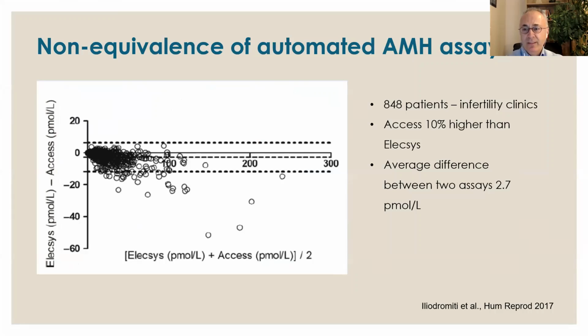And in fact, this recent study, including 848 patients recruited from an infertility clinic, comparing two platform assays, showed that there is more than 10% difference in measurement, and it is around 2.7 picomoles per liter on average. So assays are not comparable at the moment.